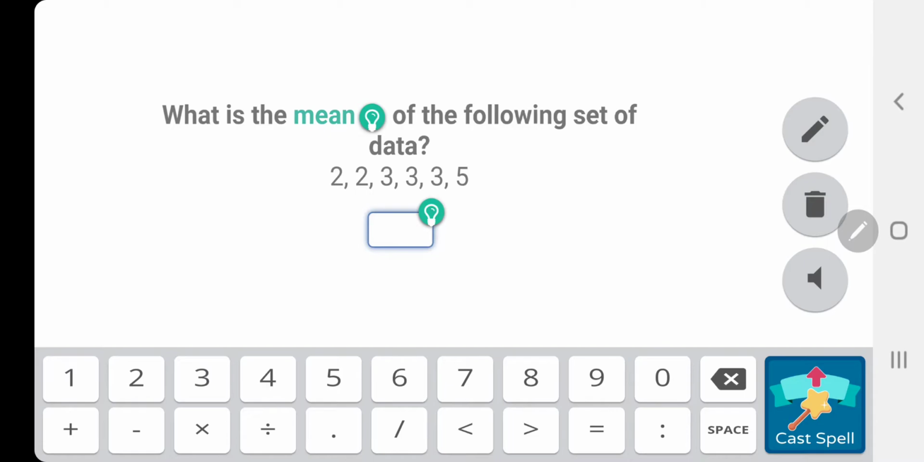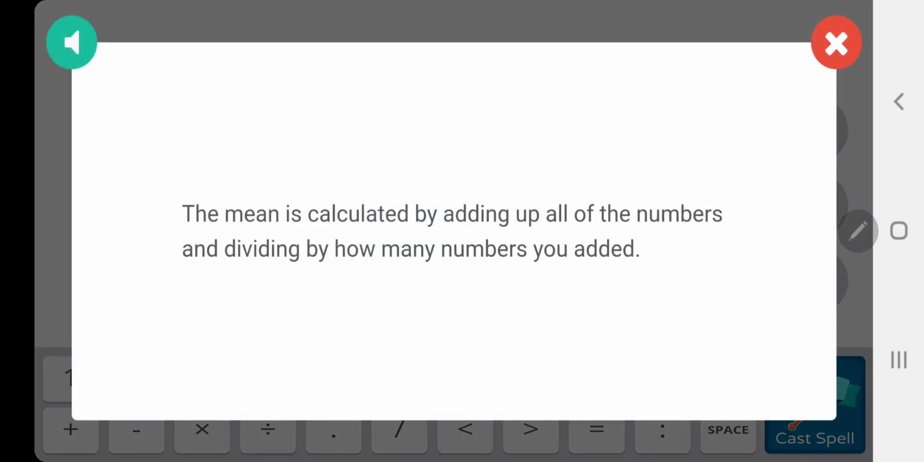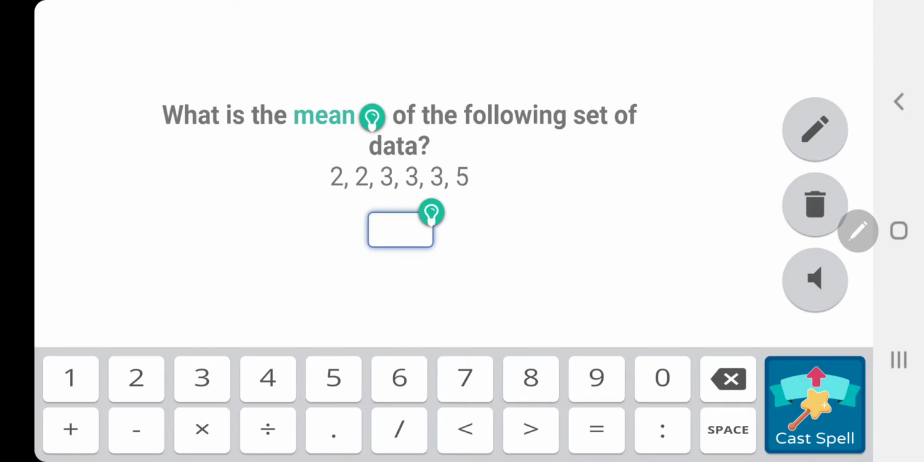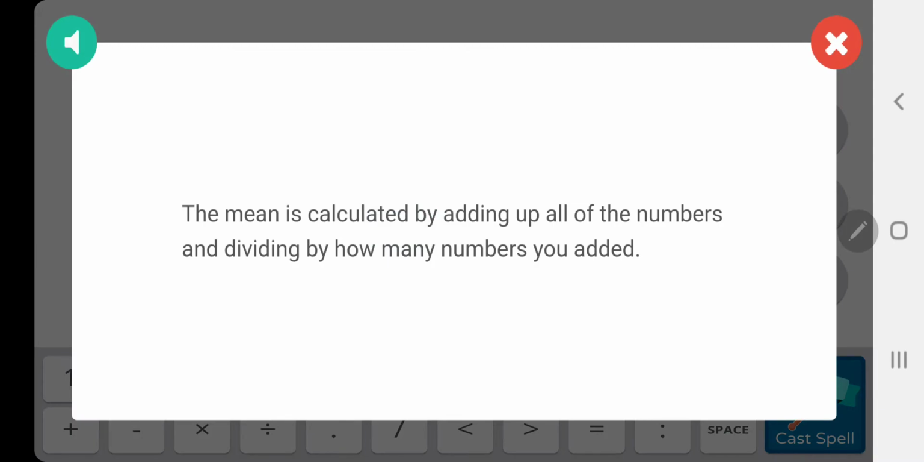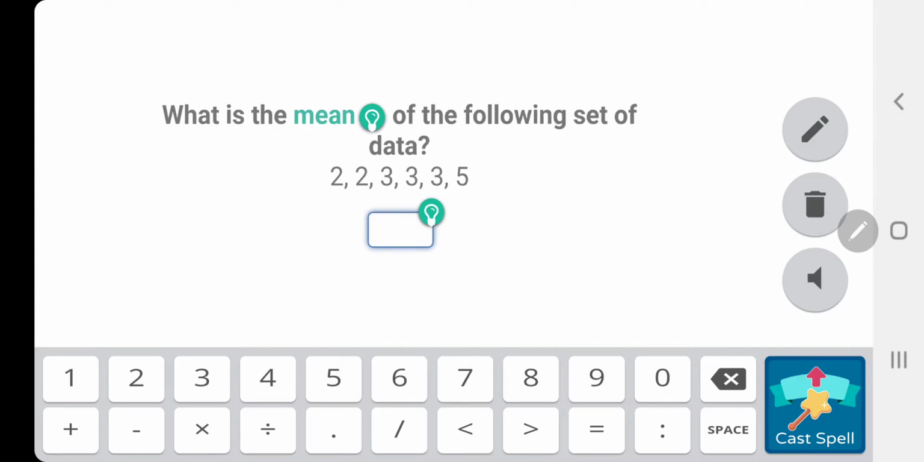I'm just gonna finish this battle. Oh, that's a mean. Okay, so the 5 plus 2, that will be 7, 8, 9, 10, 11, 12, 13, 14, 15, 16, 17, 18. So it will be 18, and then by how many numbers you added. So it will be 3, 6, 9, 10, 11, 12, 13. So no. Yeah, I think I'm wrong.